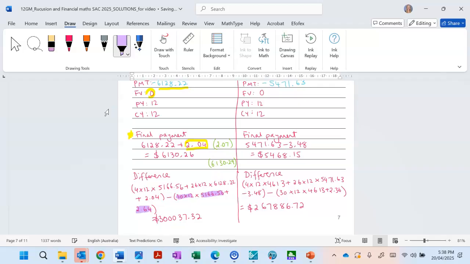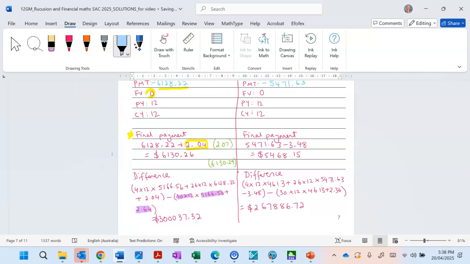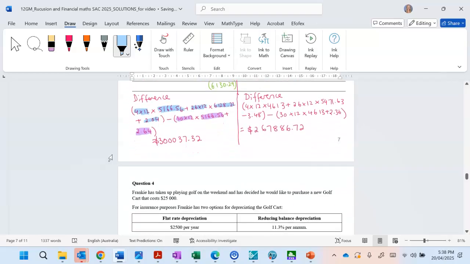In purple is what we were going to pay if there was no difference in interest rate. And then in blue, remember we had 4 years, so 4 times 12 times that original payment amount, and then things changed for the following 26 years, and we had this different payment, and then that additional bit on the end. So that last bit, making sure you get everything there to actually do the difference.